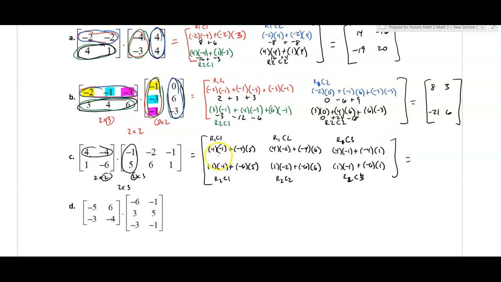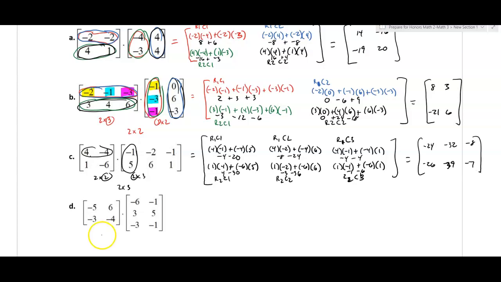And now we can evaluate these. Negative 4 minus 20 is negative 24. Negative 8 minus 24 is negative 32. Negative 4 minus 4 would give you negative 8. 4 minus 30 would be negative 26. Negative 3 minus 36 would be negative 39. And then negative 1 minus 6 would be negative 7. And we are done.